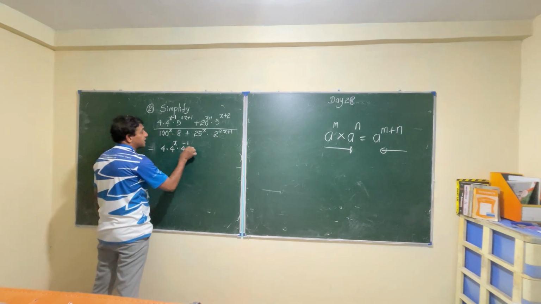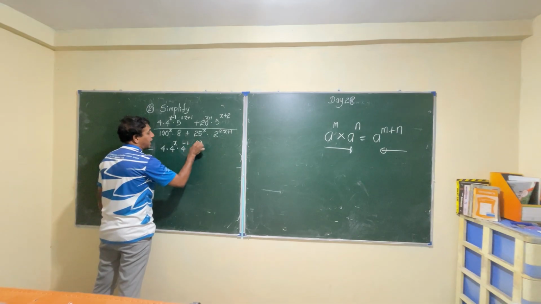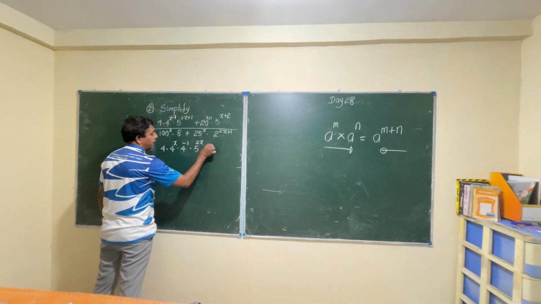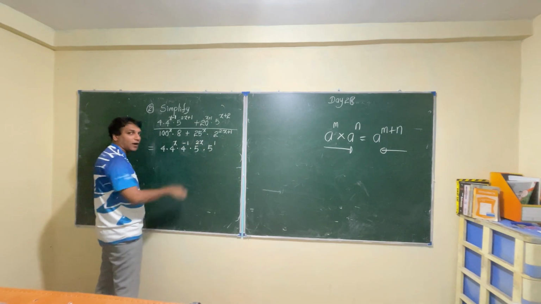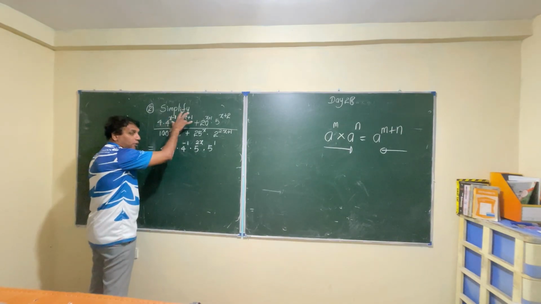Okay. There is more: 4 to the power 2x into 5 to the power 1, 5 to the power 2x. Okay, this is the original problem.